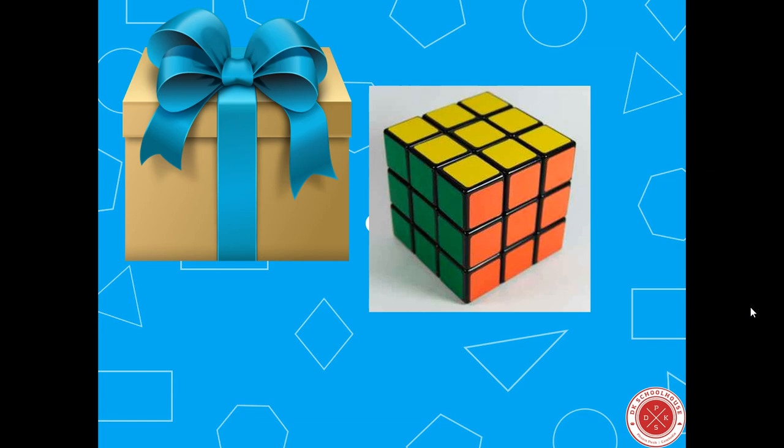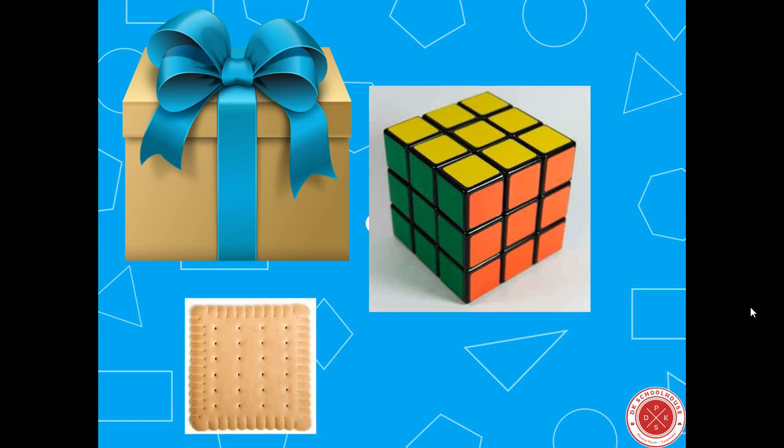Say Rubik's Cube. And a biscuit. Say biscuit. A gift box is where you put your presents for your mom and for your dad. And a Rubik's Cube is a toy. And a biscuit is a food.